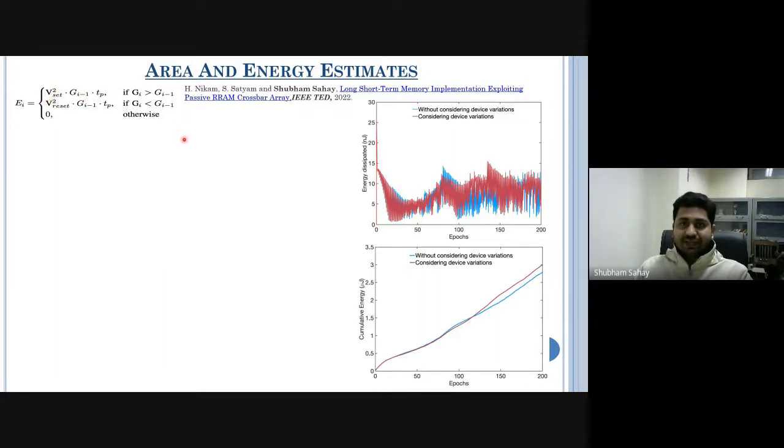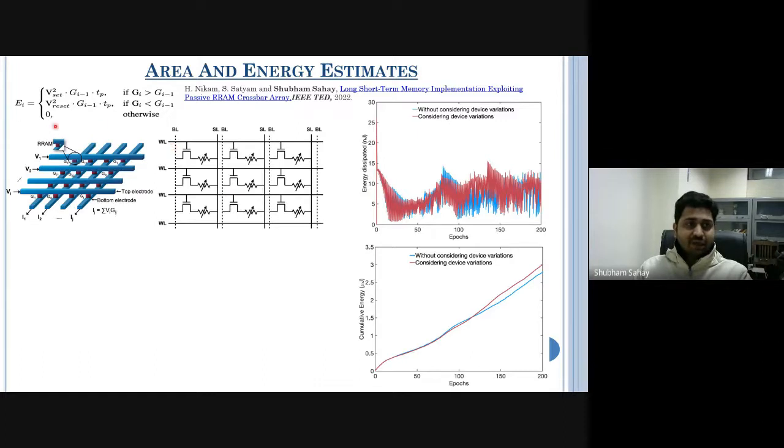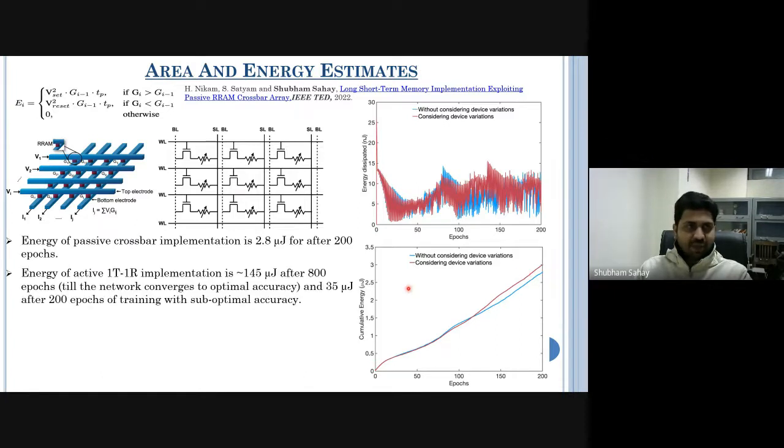We did that for two configurations: the passive RM crossbar, where we do not have any selector, and the 1T1R crossbar, where we have a MOSFET and then at the drain we have a resistor. We found that the energy of the passive crossbar was 2.8 microjoules after 200 epochs, and that is the energy for training. This is how the energy evolves after each epoch of training, and this is the cumulative energy. You can see that with or without considering the variations, the energies are almost the same.